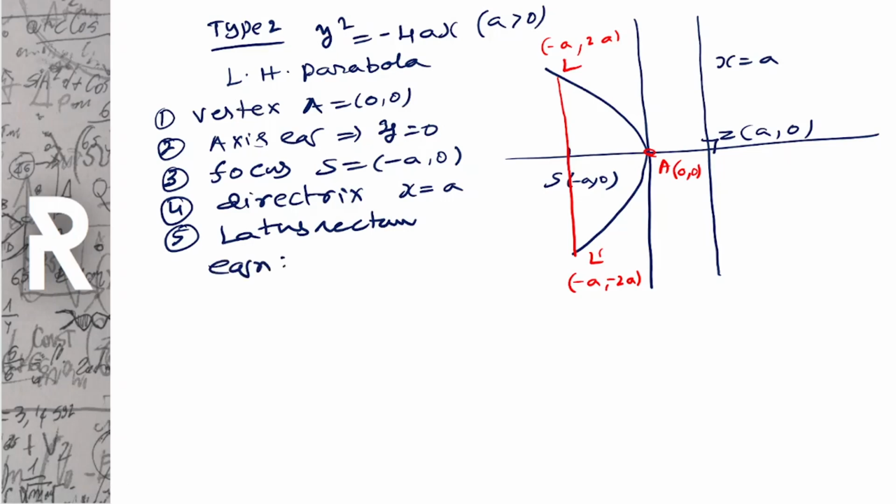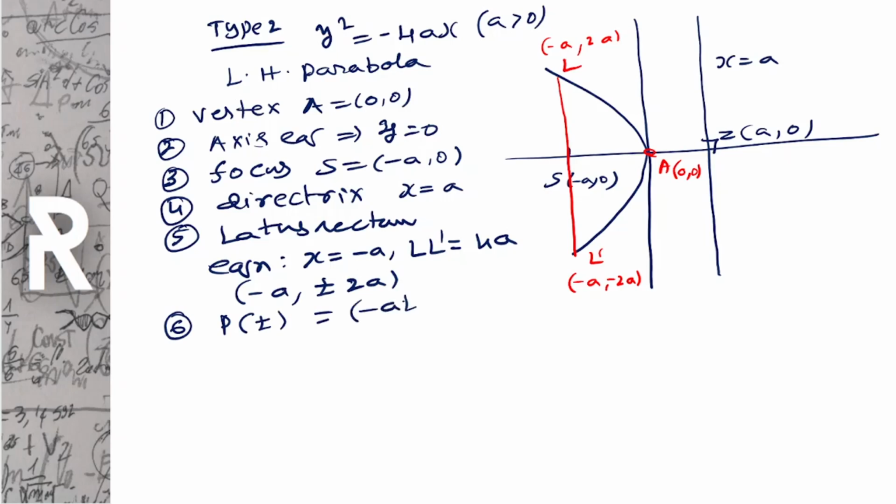Equation is x equal to minus a, length 4a, no change, ends (minus a, plus or minus 2a). Parametric point P(t): (minus at square, 2at). X coordinate always negative. SP focal distance is x1 plus a, minus x1 plus a, that is, at square plus a. That is the second type. Now I will discuss the third type.